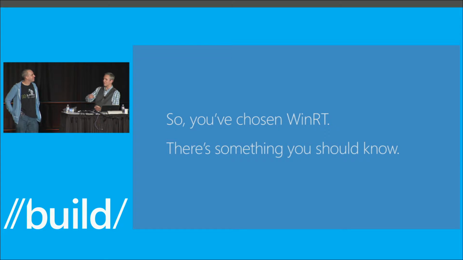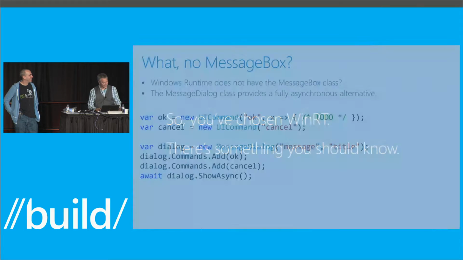Okay, now I know what Windows Runtime is, and I've chosen WinRT. I'm ready to go that route. I'll commit to it. I'm leaving Silverlight behind because I don't have any of those blockers. There's something you should know, just between us. And here we go.